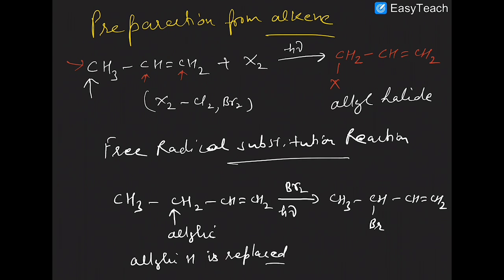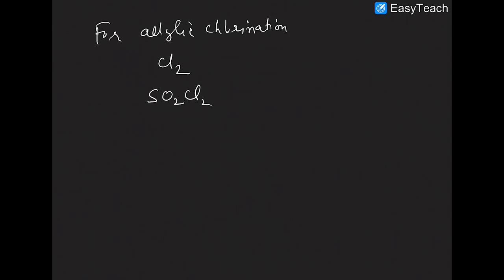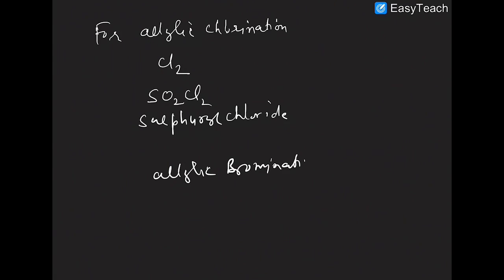Now for bromination and chlorination, it is much more appropriate to use special reagents. For allylic chlorination, we can use either chlorine or sulfuryl chloride. And for allylic bromination, what can we use? We can use either bromine or NBS, that is known as N-bromosuccinimide.